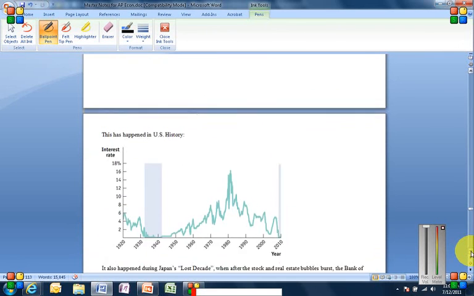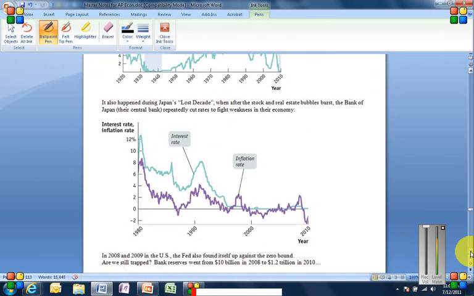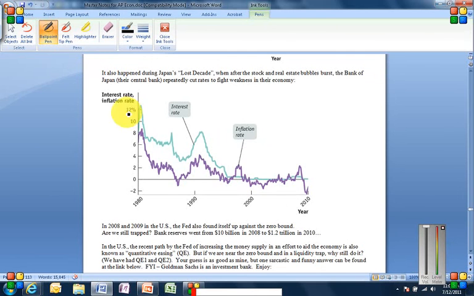And this has happened in U.S. history. This is only one illustration that shows, in the shaded area going back to the period of the Great Depression, our interest rates got down to the zero bound. And we all know what a difficult time that was in our country's history. It also happened during what we call Japan's lost decade, much more recently, when after the stock and real estate bubbles burst, the Bank of Japan, their central bank, like our Fed, repeatedly cut rates to try to fight weakness in the economy, and they got down to the zero bound themselves. And it was a difficult thing to climb out of.